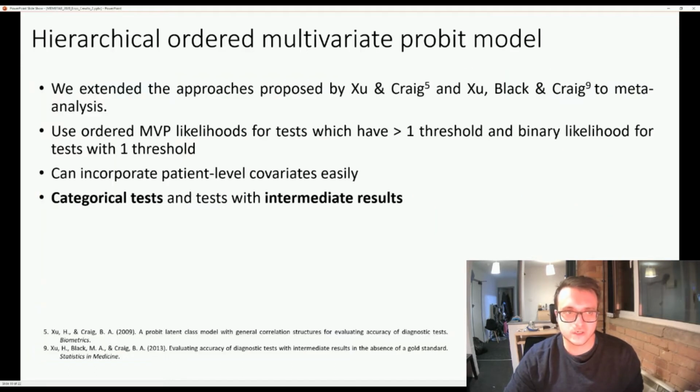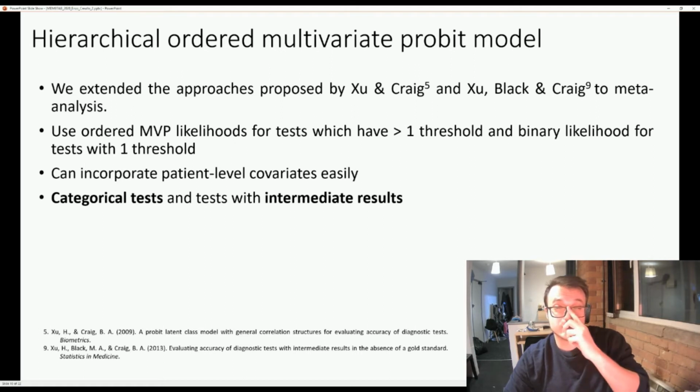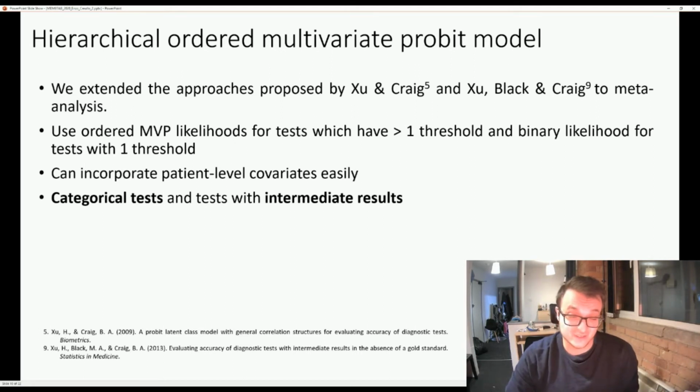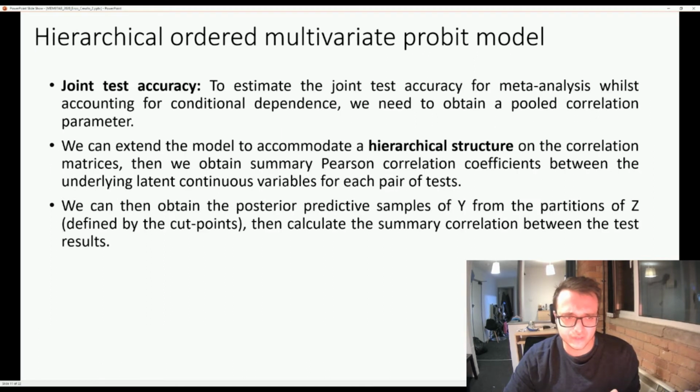We propose a hierarchical ordered multivariate probit model. So we extended these approaches proposed for single studies to the meta-analysis setting, and we use ordered multivariate probit likelihoods for tests which have more than 1 threshold and binary likelihoods for tests with 1 threshold. It can incorporate patient level covariates if available, and it can be used for categorical tests with intermediate results. It can also calculate the joint test accuracy.